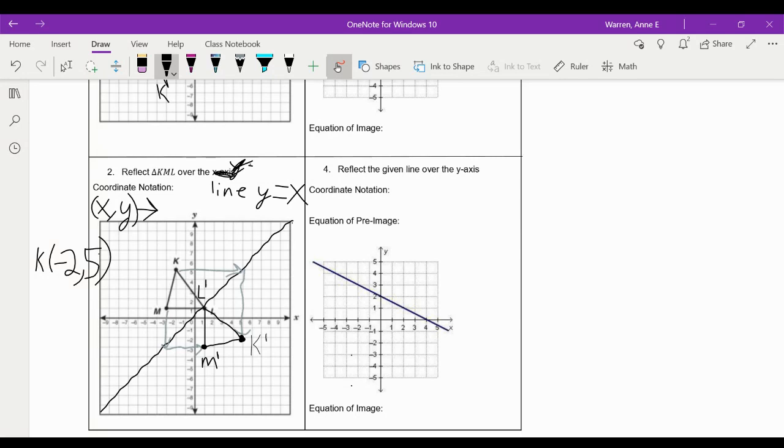Okay, and when I had K prime, but K prime was at 5, -2. As you can see by those 2 points, we have the x and the y value essentially swapped, right? Instead of -2 and then 5, it's 5 and then -2. So if my x and y swapped, then my coordinate notation is just going to be y, x.